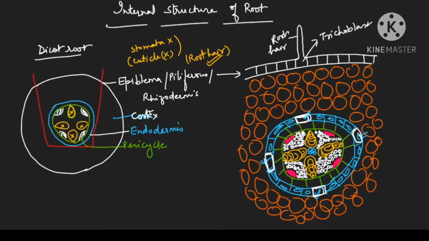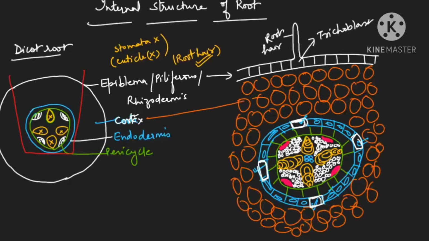Understood the anatomy diagram? So let me do the labeling. This is your cortex layer, which I have drawn. This blue color is your endodermis. And then green color, this is your pericycle. And then the white one, which is present between the xylem and phloem, I'm labeling here. This is known as conjunctive tissue.